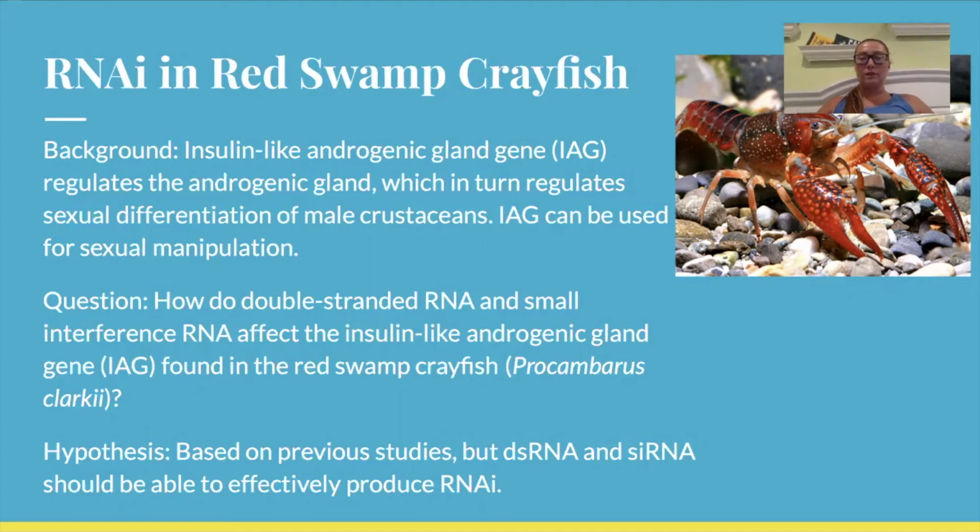The question the researchers had was, how did double-stranded RNA and small interference RNA affect the IAG gene found in the red swamp crayfish? Based on previous studies, they expected that both the double-stranded RNA and small interference RNA should be able to induce RNA knockdown.